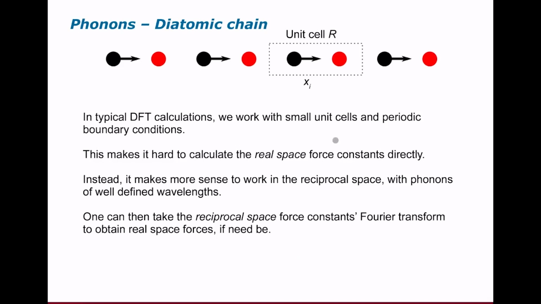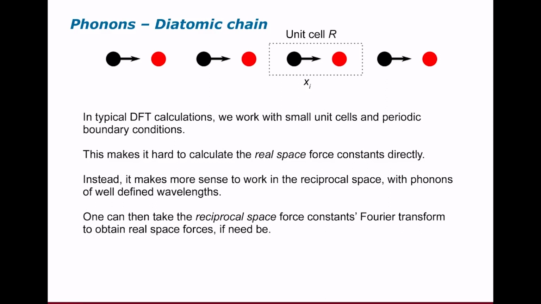So in typical DFT calculations, we work with small unit cells, right? We work with the primitive, the smallest unit cell when possible, and use periodic boundary conditions. Now, this makes it hard to get real space force constants. So when you displace a single atom and want to figure out what the force on another individual atom far away is, that's what I call a real space force constant.